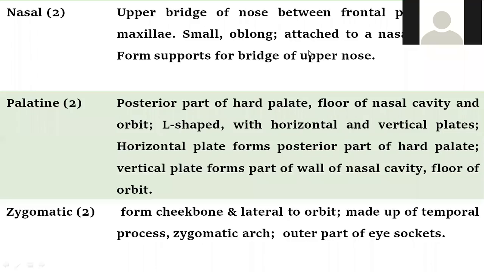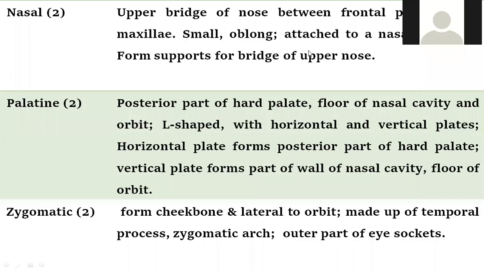Then another bone is the zygomatic bone, and it is popularly called the cheekbone. The zygomatic bones form the bones of the cheek, and they are lateral to the orbit. They are made up of temporal processes, the zygomatic arch, and the outer part of the eye socket.